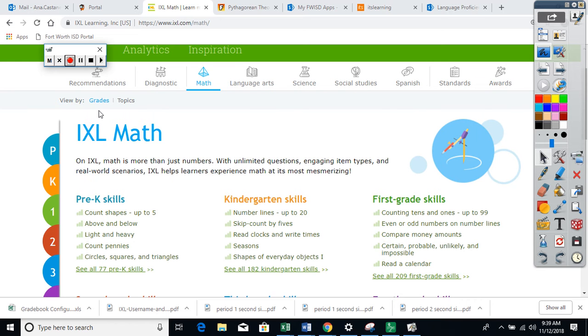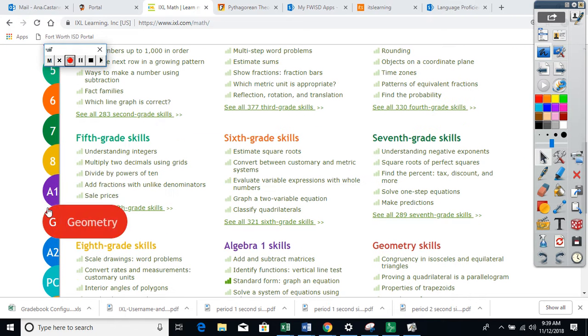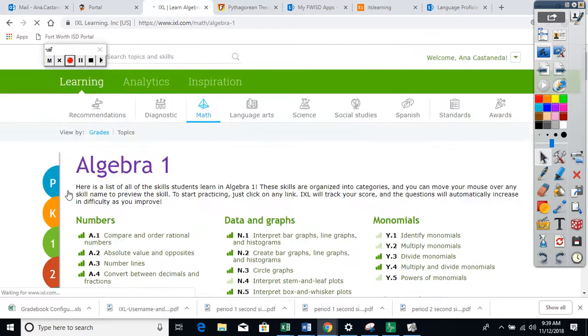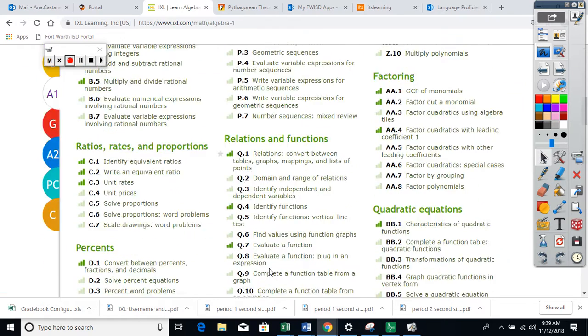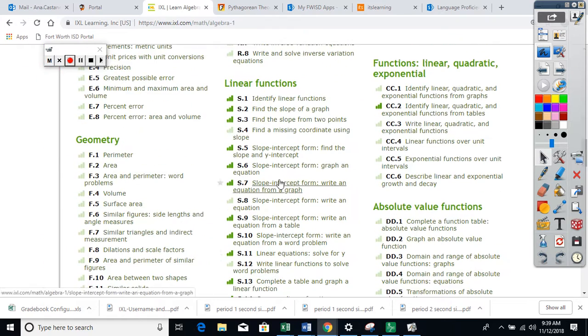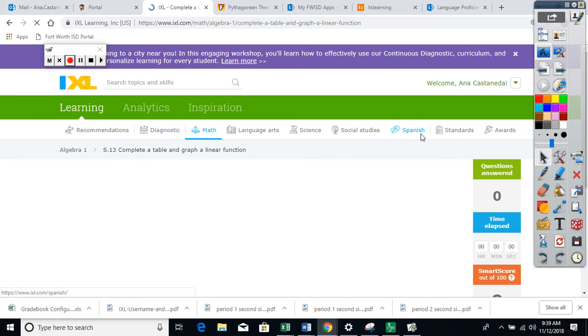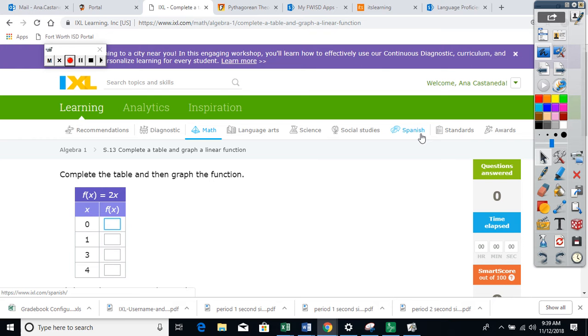Okay, so we are doing S.13. We're going from an equation to a table and a graph. And I'm recording live in second period. Okay, so here is my first example that I'm going to do in my class.